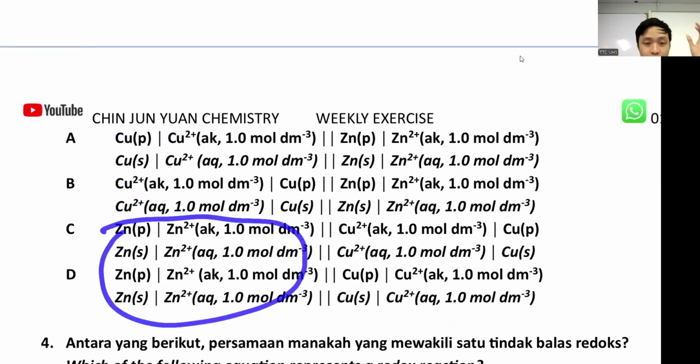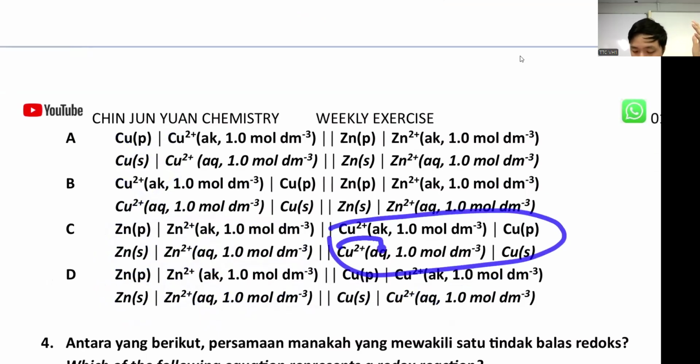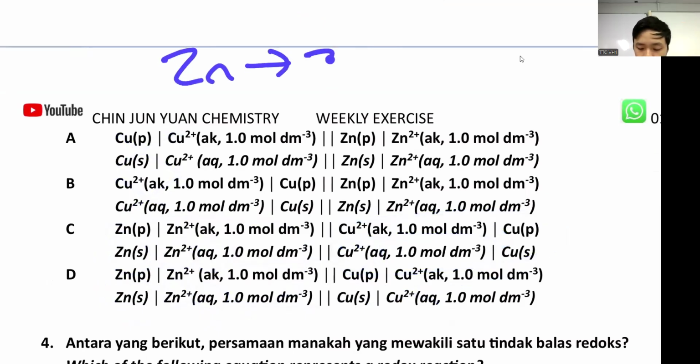C, the anode part is correct. This is how you write cell notation: zinc solid, Zn2+ aq with the concentration of 1.0 mol per dm cube. But this part is wrong for D, because at the cathode, we should write the Cu2+ first. Then it will form a lot of brown solid. So the order is from Zn to Zn2+, Cu2+ to Cu. So the correct order is C in this case.